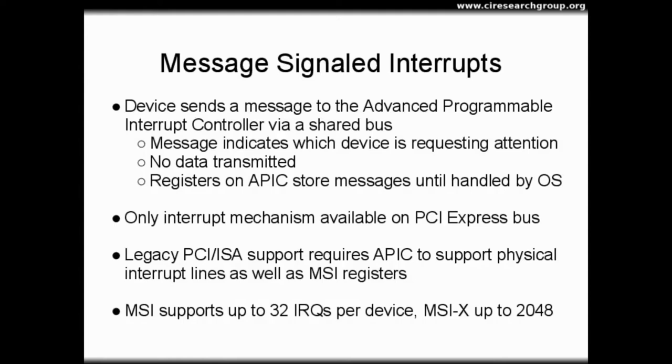Message-signaled interrupts do solve a number of problems with interrupt request sharing. The original specification allows each device to use any one of 32 IRQ lines. The MSI-X specification will allow each device to use up to 2048 virtual lines, virtual interrupt request buffers, essentially. And this allows for less contention and reduces the need to share interrupt request numbers by device, thus reducing the amount of time necessary for the CPU to determine which device wanted attention.